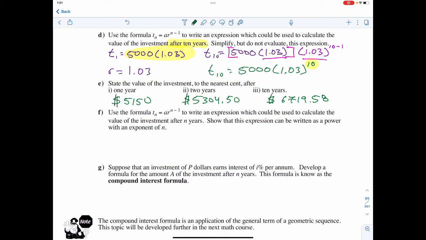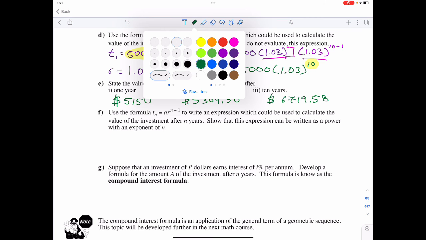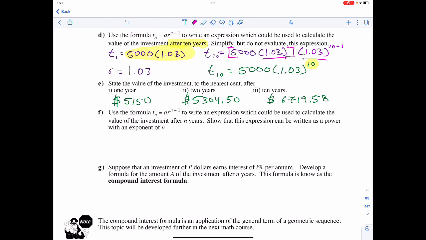If I want to create a formula to write an expression that could be used to calculate the value of the investment after n years, then I can say that Tn is going to be equal to 5,000 times 1.03 to the power of n.